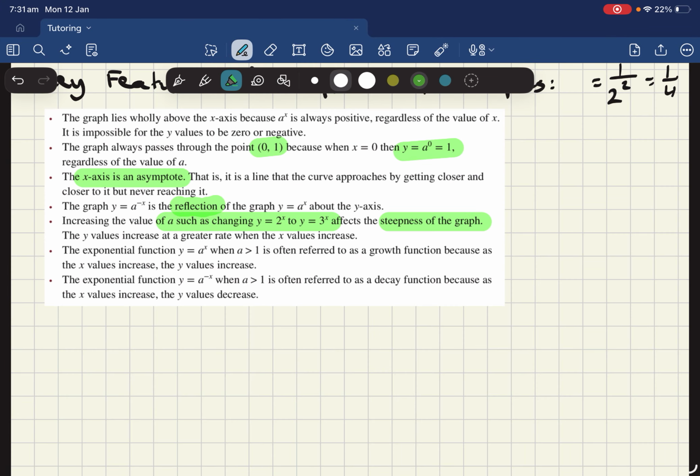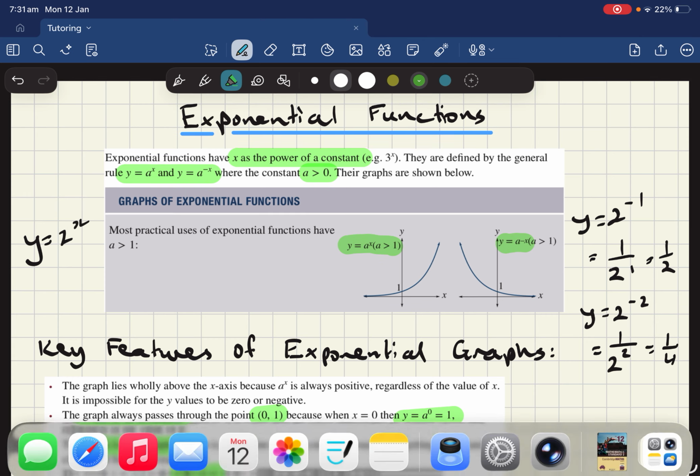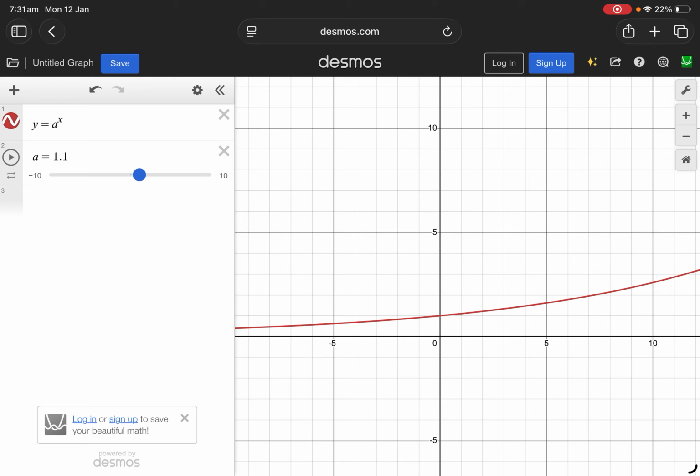Now, last thing is we refer to the growth function as we talked about when the power of a is just x. There's no negative in front of it. That is a growth function. When it's negative, it is a decay function. One last thing I'll quickly show you. As I cycle through these numbers, as I get closer and closer down here, you'll notice the graph gets pretty flat.